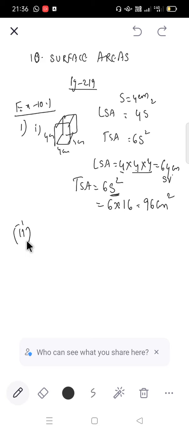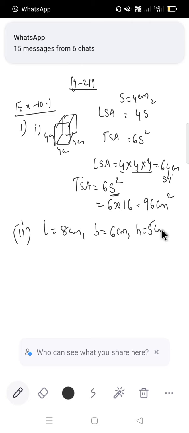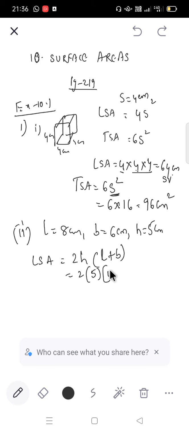Coming to the second bit, they have given a cuboid whose measurements are length equal to 8 centimeters from the figure. B, if you observe the figure, you will understand, children. H is equal to 5 centimeters. Again, LSA means 2H into L plus B. 2 into 5 into L plus B means 14.